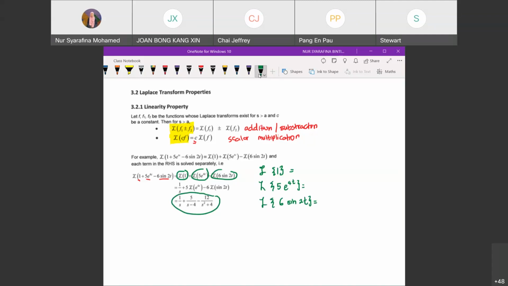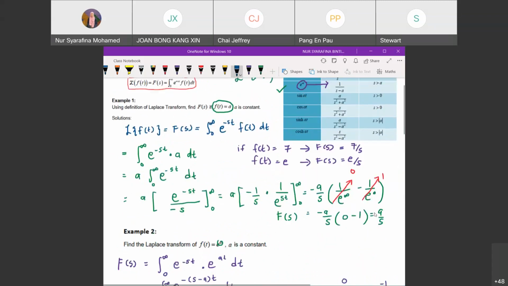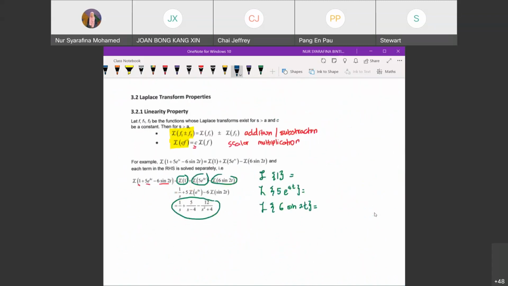For this, you can check directly from the table. Now, 1 is a constant. So the Laplace transform of a constant A will give you A over S. So the Laplace transform of 1 will give you 1 over S.